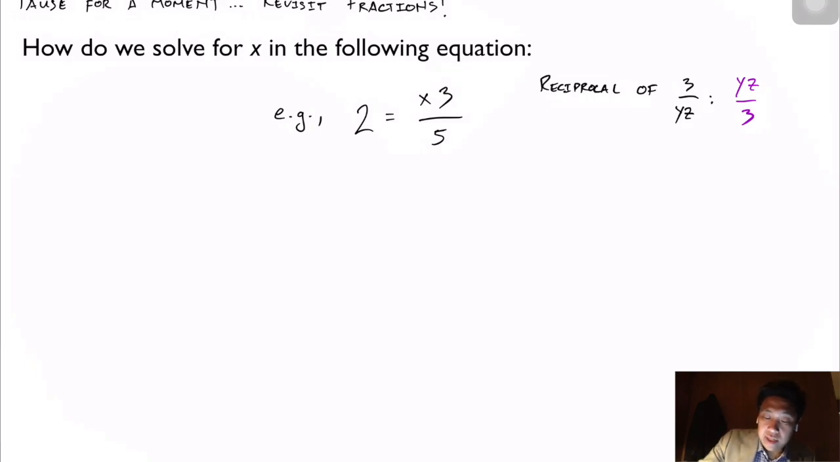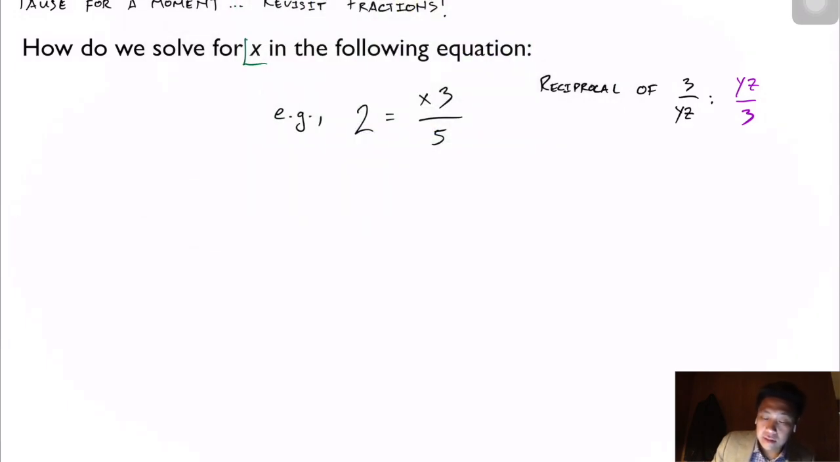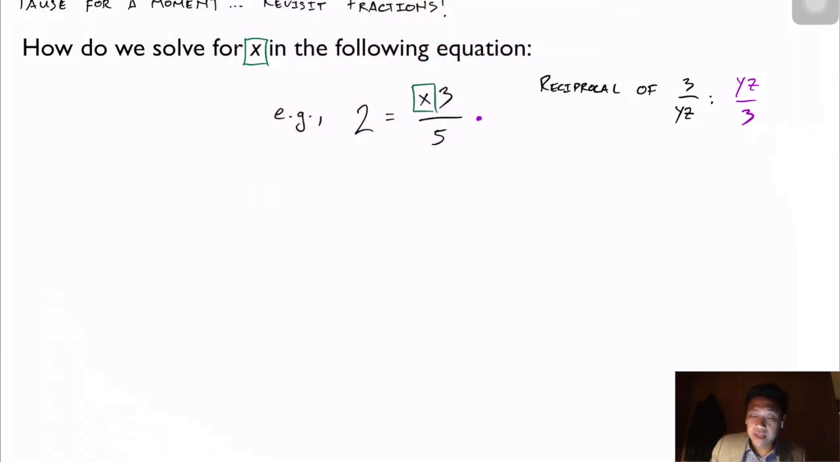Revisiting the example I stated right here, suppose that we solve for x, which I'm going to box in green right here. Okay, we can take the reciprocal of whatever is being multiplied by that x, in this case 3/5. So the reciprocal of 3/5 is 5 over 3. And if you remember your fraction game well, when two fractions are multiplying and they're on opposite sides, they will cancel each other out. However, what you do on one side, you must do on the other side as well. So you have to multiply both sides of the equal sign by 5/3.